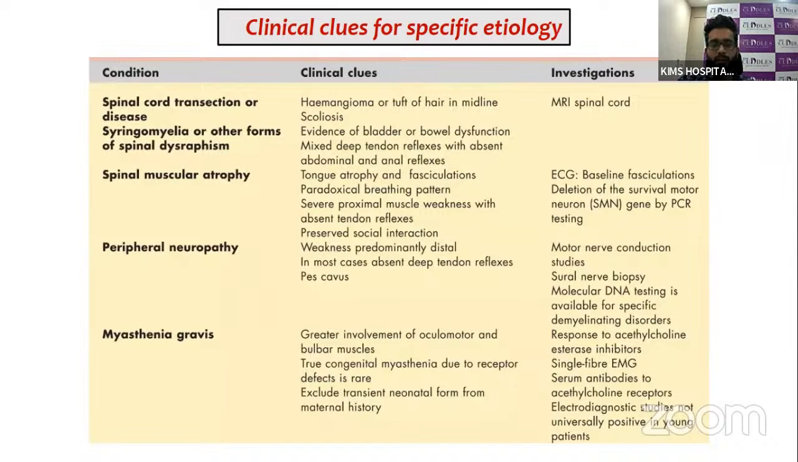clinical features of tongue atrophy and fasciculations. Remember, tongue fasciculation is one of the important features in any anterior horn cell disease. If you see adult onset ALS, they also have fasciculation. And in children, for us it's more of SMA, which is very important when you think of tongue fasciculations.